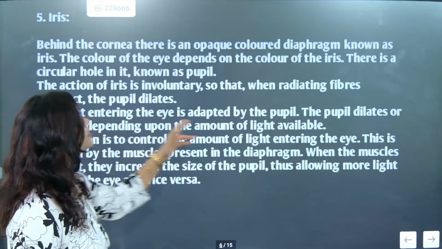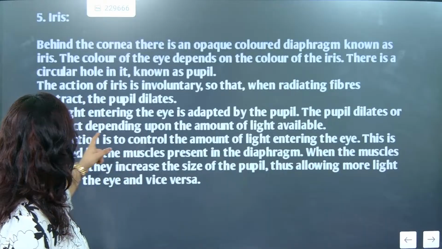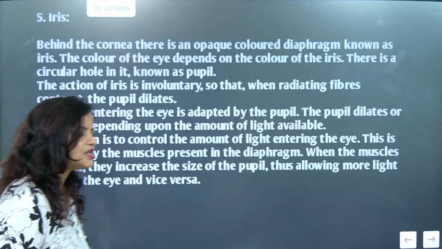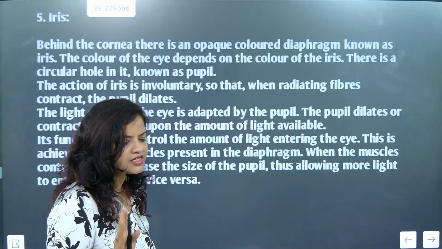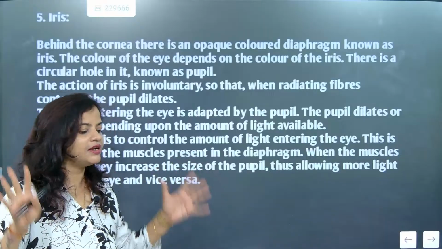The light entering the eye is adapted by the pupil. The pupil dilates or contracts depending upon the amount of light available. So how much light is present is totally important for you. Correct? Now in a very bright room, like right now, the light is very much.